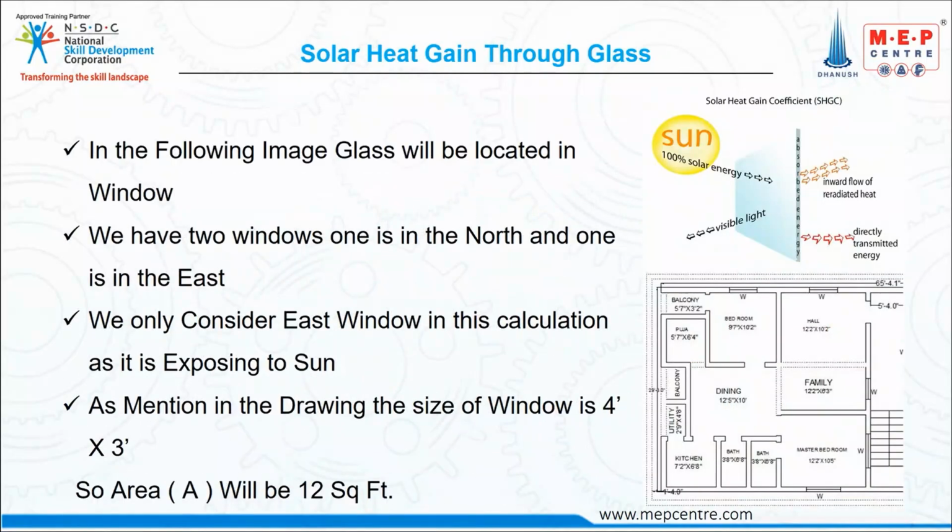So the first concept, listen now, is solar heat gain through glass. Basically, where is glass located? We have taken a residential building, where is glass located? Window. So solar heat gain through glass means that the glass should be exposed to the sun, right?